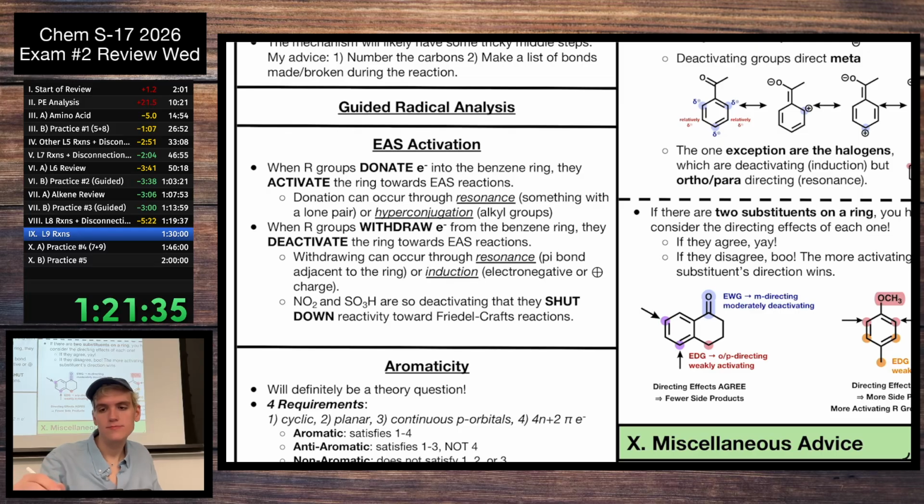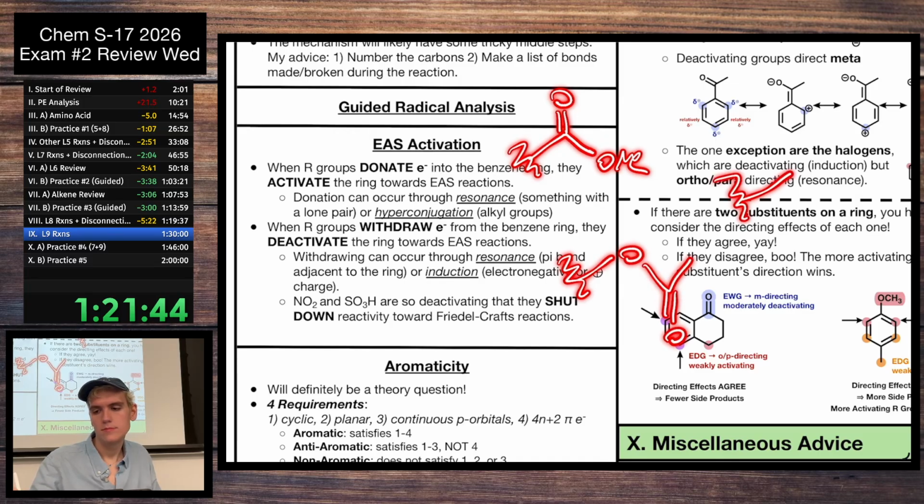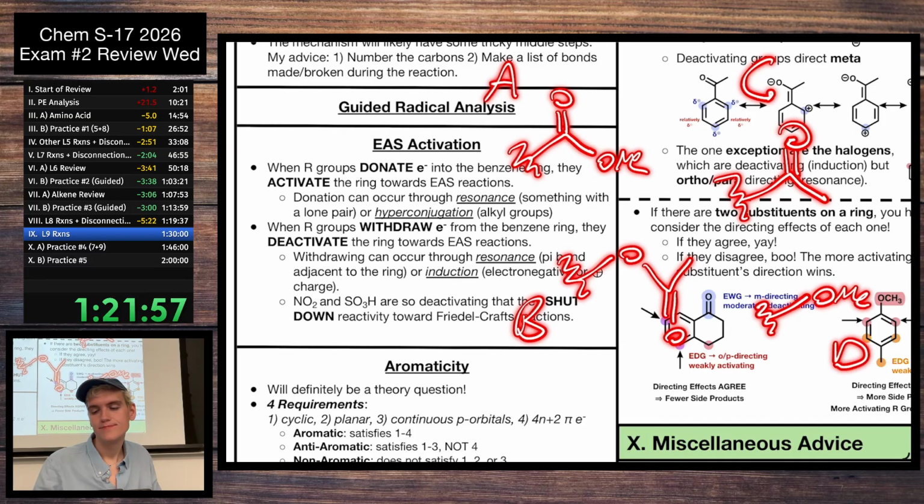So, for example, imagine all these are on a benzene. We have A, B, and C here. And actually, I'm going to do one more, D. Of these options, which of these are activating? B and D. How do we know? Well, these are the ones that have a lone pair that could donate into the ring, donate via resonance. So the other ones are deactivating, right? Now, between B and D, which one is the stronger activator?